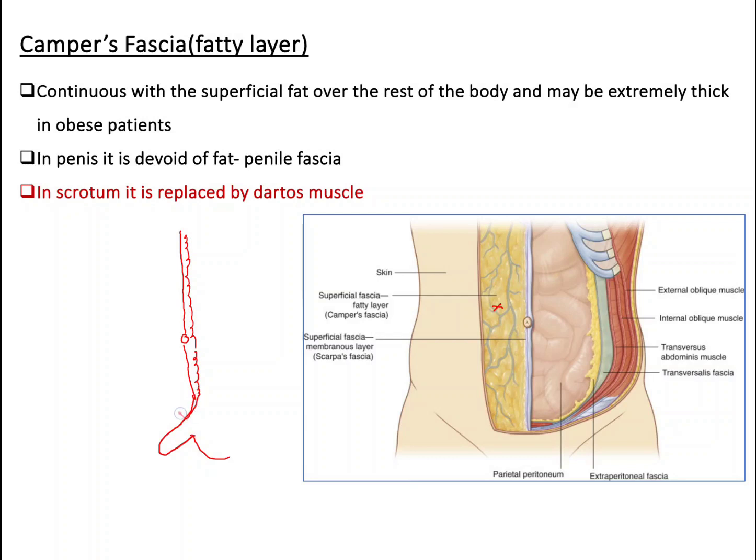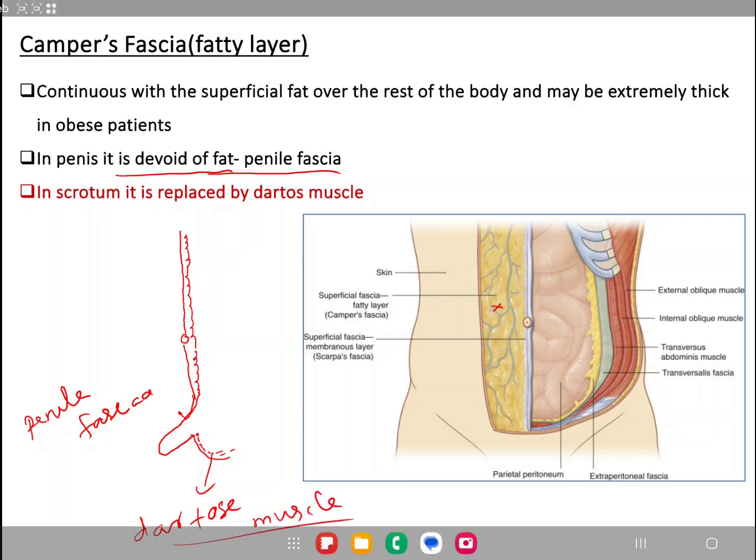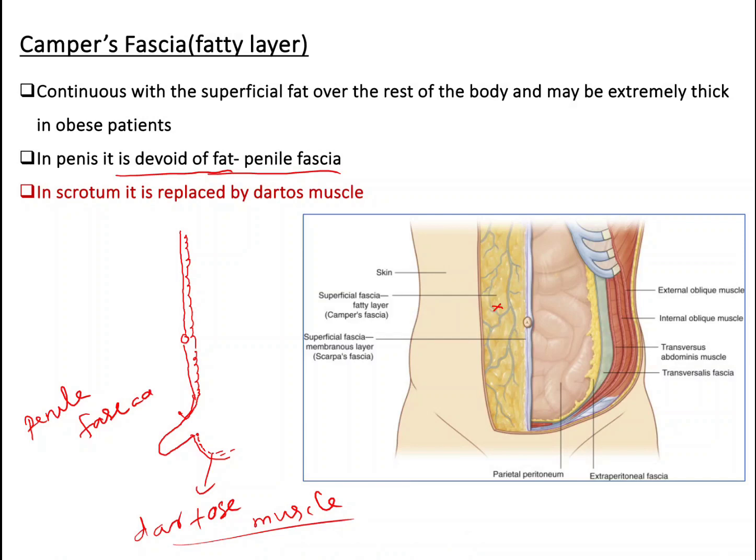When it comes to the penis, this particular fascia is called the penile fascia. It forms the penile fascia over the penis. And remember, the penile fascia is devoid of fat. And again, the same fascia when it comes to the scrotum forms a muscle known as the dartos muscle. So remember, the dartos muscle is a smooth, specialized muscle present in the scrotum. That is the continuation of Camper's fascia.